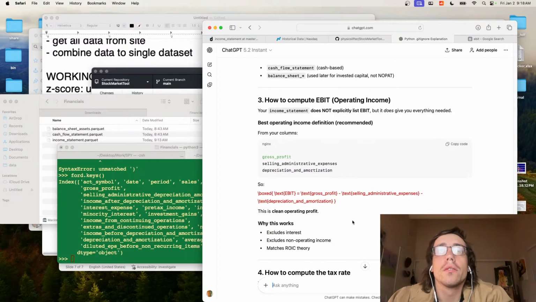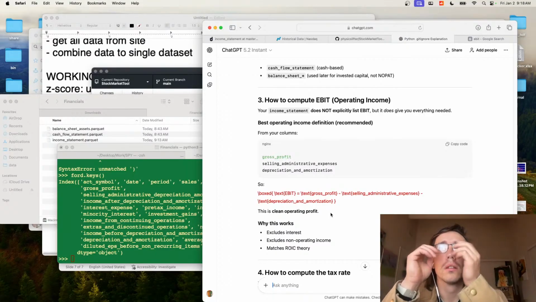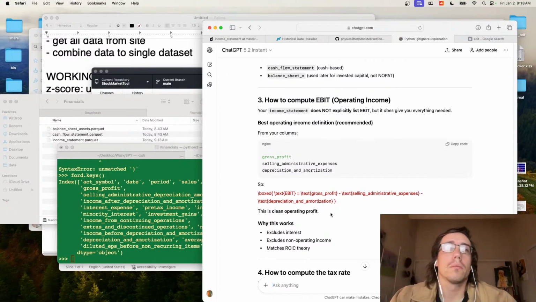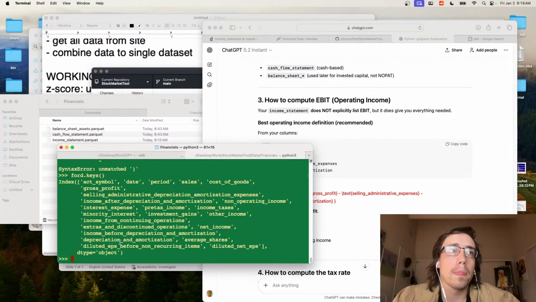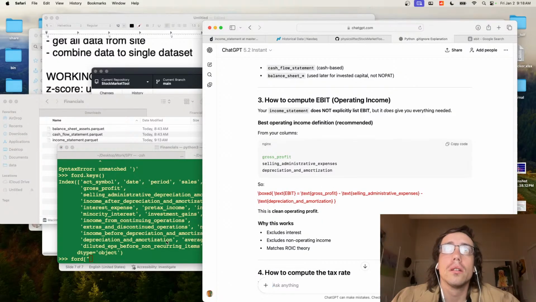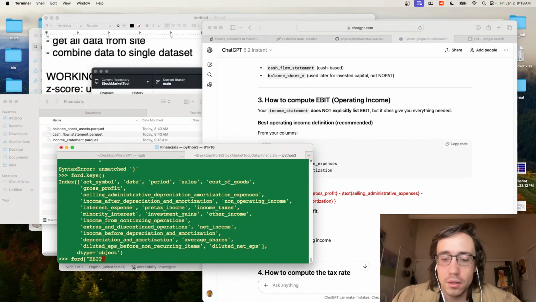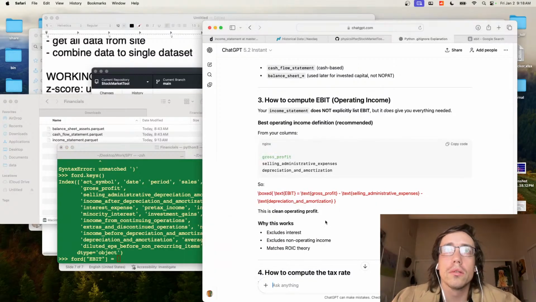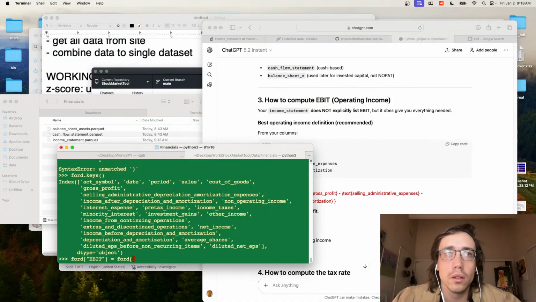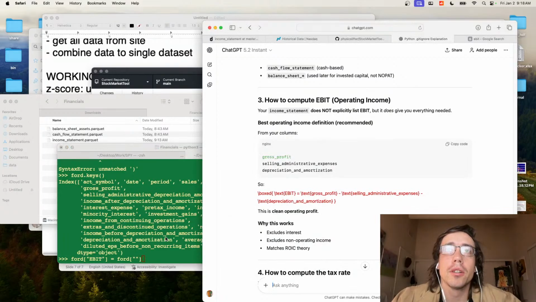From your columns, gross profit. This is clean. Alright. So EBIT is equal to gross profit minus selling administrative expenses. For, let's call it, of EBIT is equal to forward of selling administrative expenses.